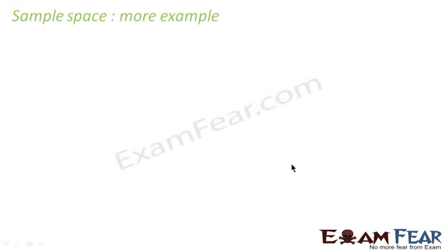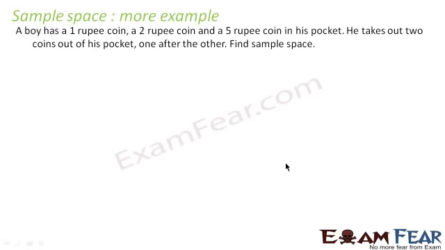Okay. Let's take some more examples to clear our concepts on sample space. A boy has a 1 rupee coin, a 2 rupee coin, and a 5 rupee coin in his pocket. He takes out two coins, one after another. Find the sample space. So let's assume he took out 1 first. Then he may take the second coin as 2, right? Because 1 is already taken out, so he can't take out 1 again. Or he can take out 5 after 1.